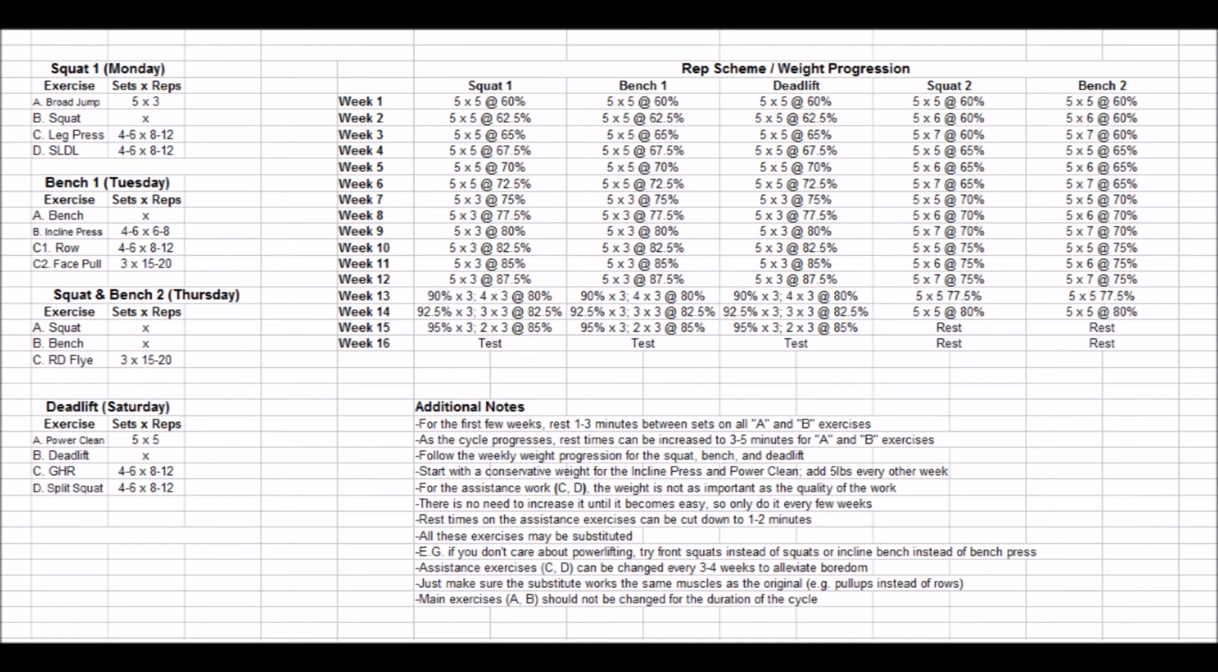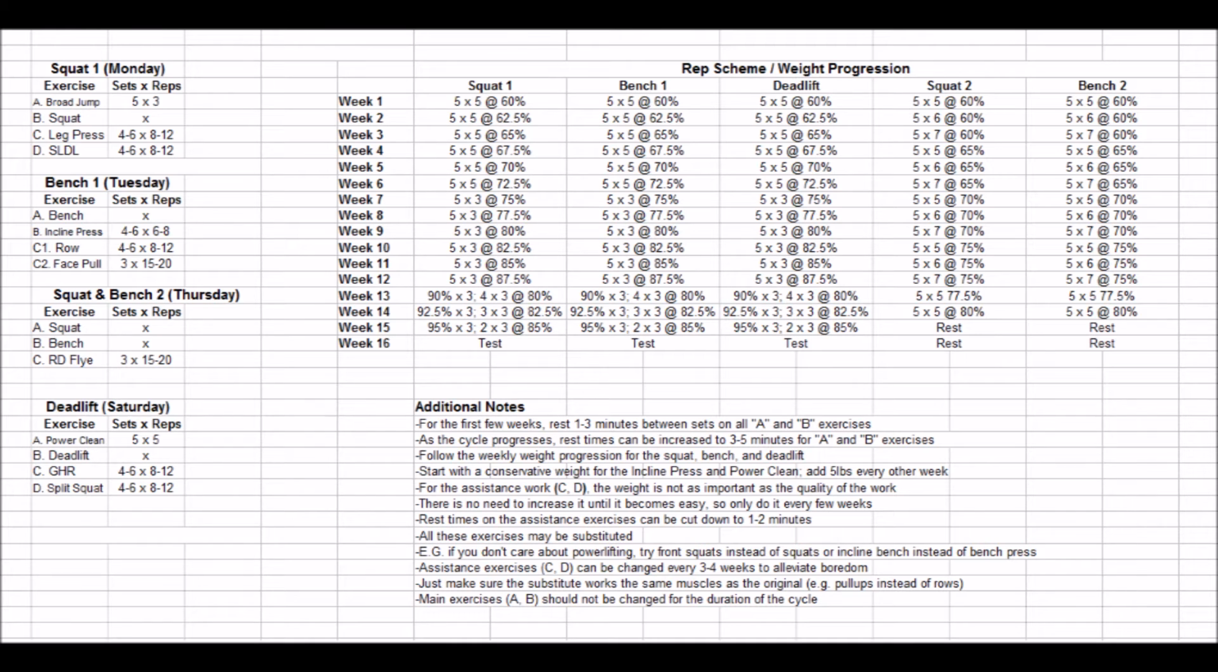Each of these 3 sessions is also accompanied by assistance work to complement the main exercises. This work is done in a more moderate rep range to help accrue volume and build some muscle and work capacity. The last session, the secondary squat and bench day, starts off with light weights and progresses to moderate weights over the course of the cycle, and is really just a way to let us get in some more high quality work on the main exercises each week.